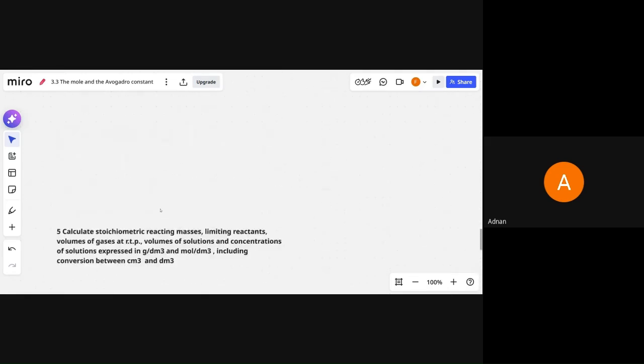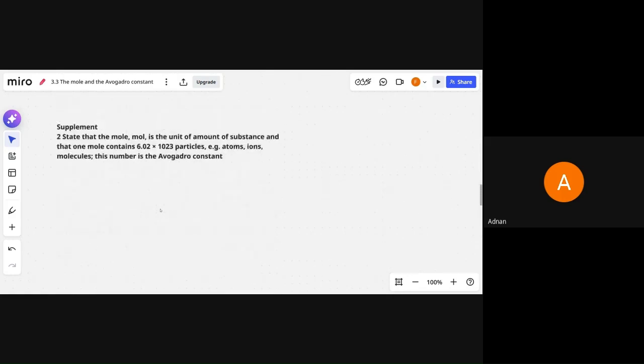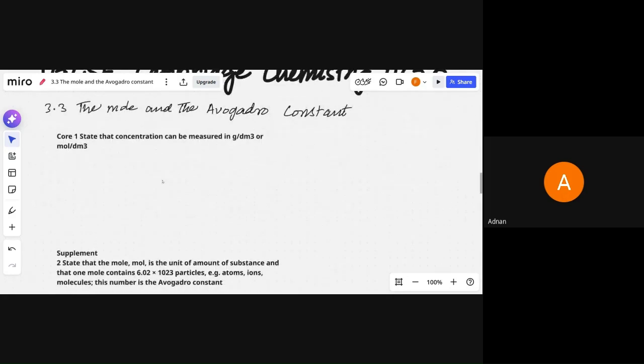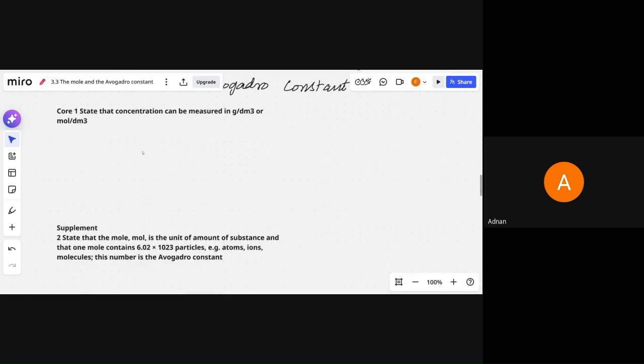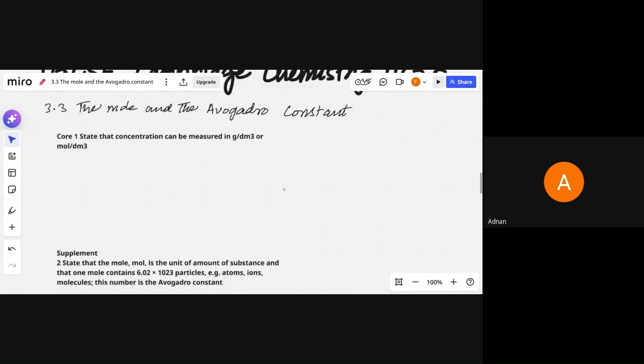So this is going to be an extensive lesson. I'll be addressing all these subtopics one by one, and then at the end of the lesson we will be practicing some questions from the past papers as well. So the first one is for core students: state that concentration can be measured in grams per dm cube or moles per dm cube.